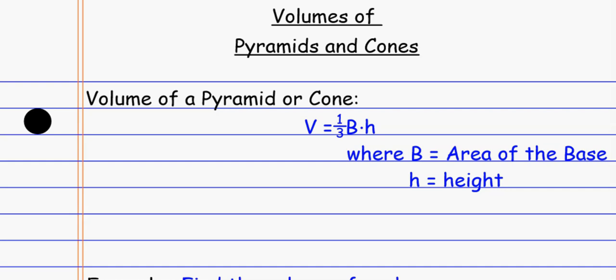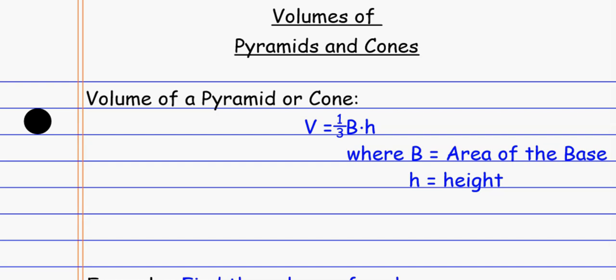Hi there, folks. Today we're looking at volumes of pyramids and cones. And the formula for the volume of a pyramid or a cone, because again, they're essentially the same thing, but one is not technically a polyhedron. That's our cone because of the circular nature of the base.